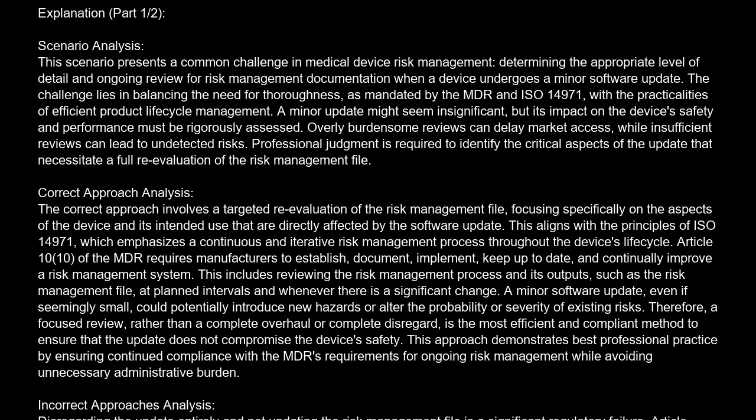Incorrect approach analysis. Disregarding the update entirely and not updating the risk management file is a significant regulatory failure. Article 10.10 of the MDR mandates that the risk management system be kept up to date.